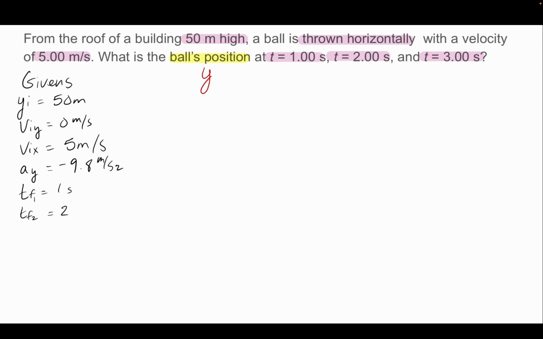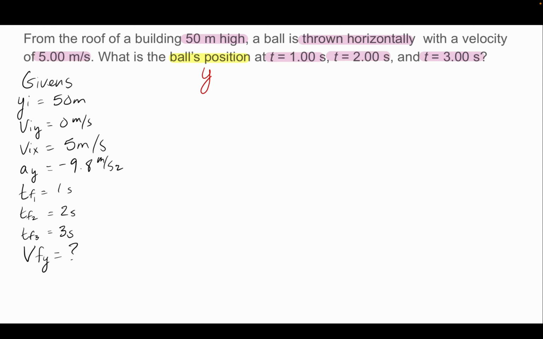TF2 is equal to 2 seconds, and TF3, 3 seconds, because these are 3 different calculations, okay? But you're essentially going to do them the same way. If you look at these variables, do you have a VFY? Right? VFY, we don't know.